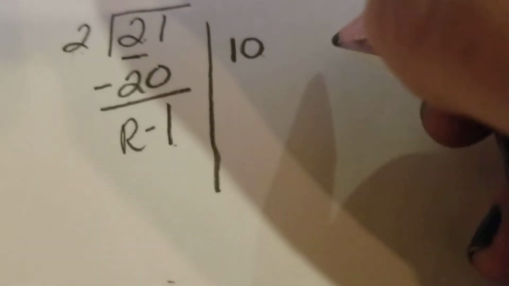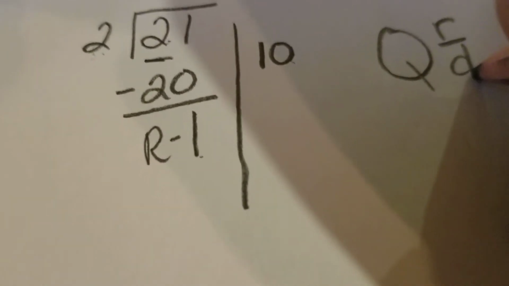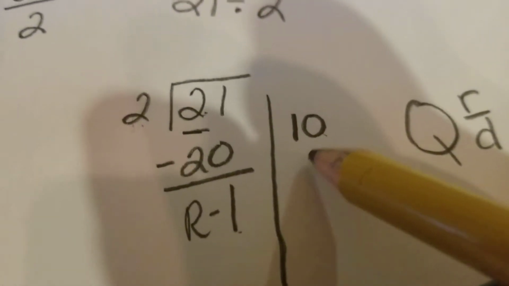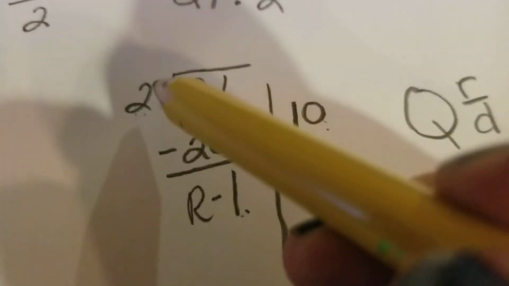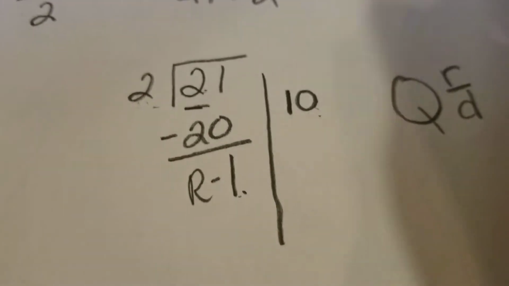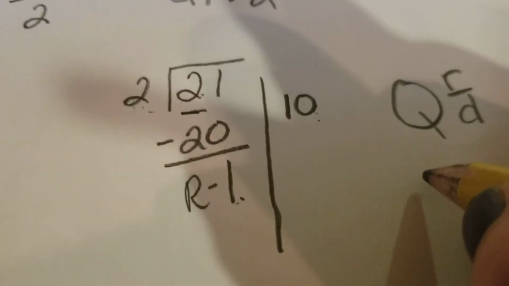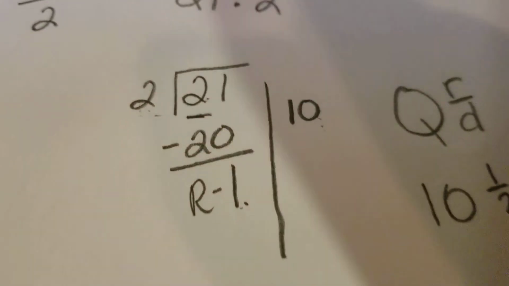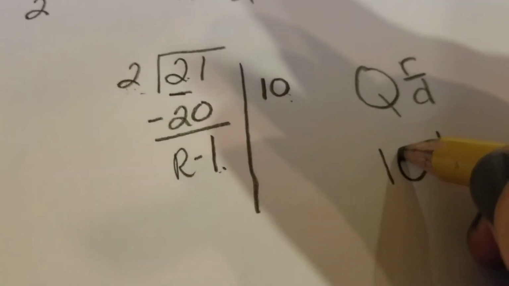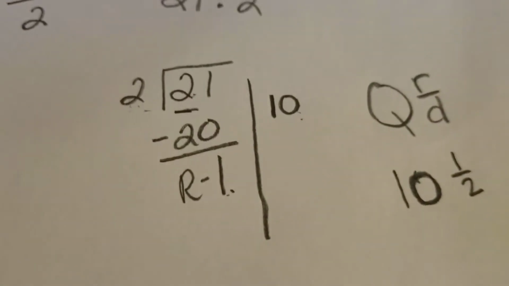So I go back to my guide, that it's quotient, remainder over divisor. So my whole number is my quotient, my numerator in the fraction is my remainder, and my divisor is the denominator. So it would be 10 and 1/2. 10 1/2.